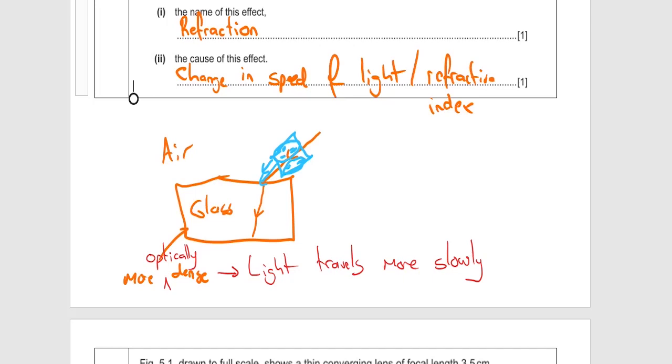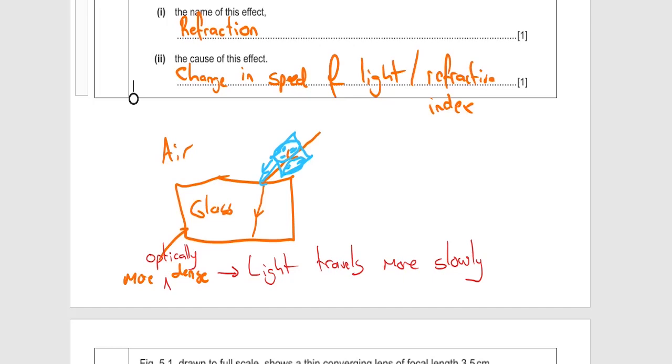Then a nice classic lens question. You're shown, to full scale, a thin converging lens of focal length 3.5 centimeters. And the first thing you're asked to do is to label the two principal focuses with the letter F. So principal focuses are the focal points on both sides.